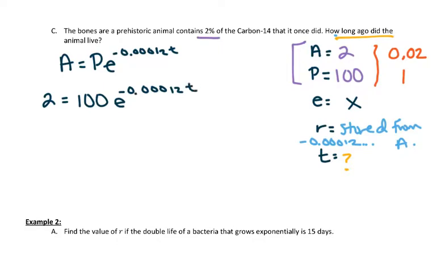The time, I don't know my time. I can even make that red so that I can see that that's what I'm trying to get by itself. But in order to get that by itself, I have to get this whole thing by itself first. Since I'm trying to get that by itself, I can divide both sides by 100. And look at that, 2 divided by 100 is 0.02.